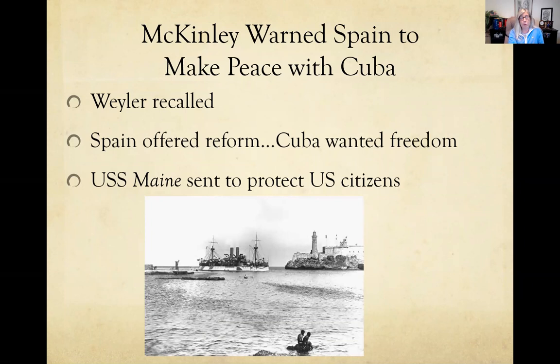And when America puts this warning on Spain, Spain comes in and does realize that General Weyler has gone way overboard. And so he gets pulled out of Cuba and is going to be returned to Spain. And Spain is going to offer to allow Cuba some sort of self-government while they're still a colony of Spain. But that road to independence is too far established in Cuba. So they're not going to accept reform. Anything short of independence is not acceptable to Jose Marti and his followers. So things get more tense.